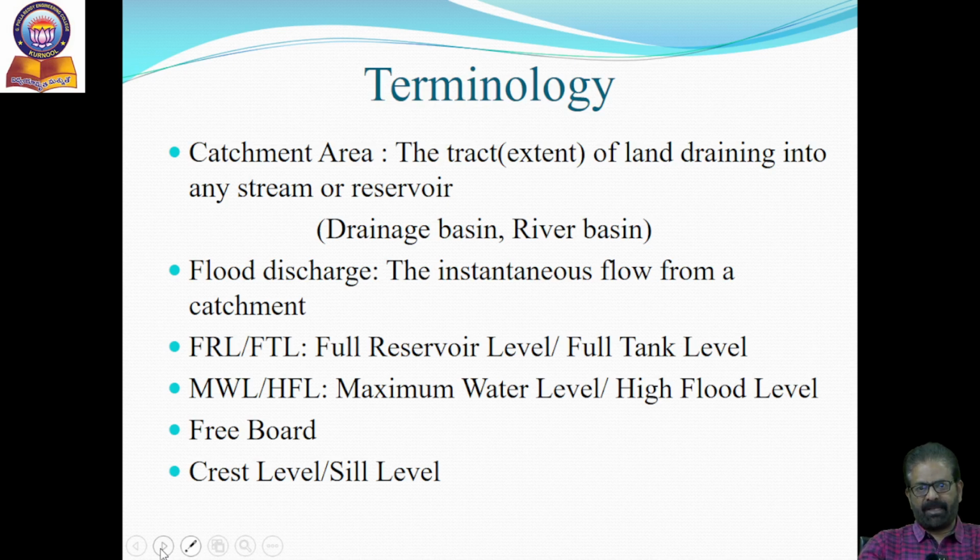Similarly, in case of a tank, it is called FTL, full tank level. So if a reservoir is there, it is called FRL. If a tank is there, we have to consider it as FTL, full tank level. Both represent the maximum water level, or level of water at full condition. Similarly, MWL and HFL. MWL means maximum water level. You have to observe the difference between these two. Full reservoir level is different, maximum water level is different.